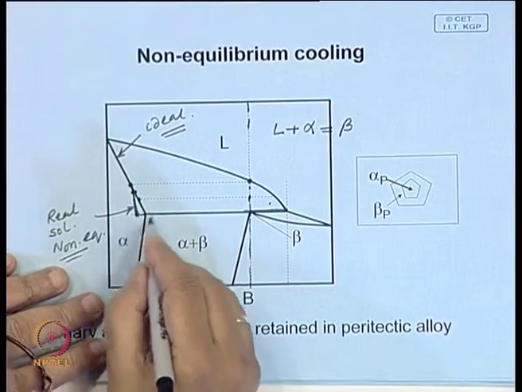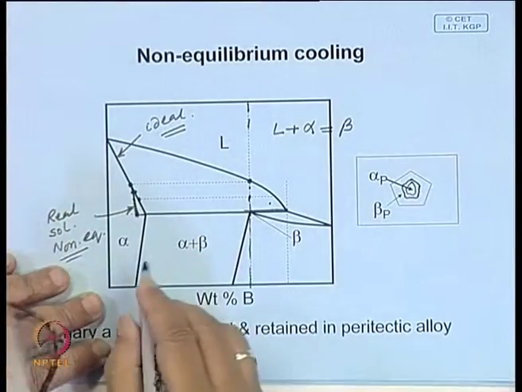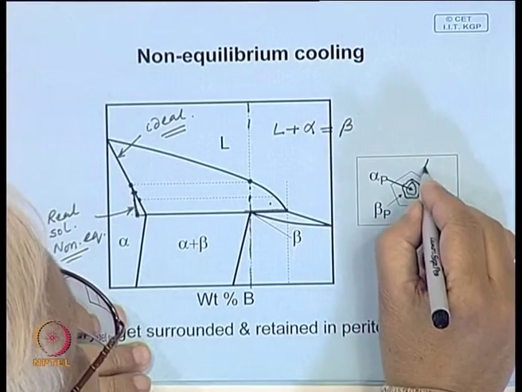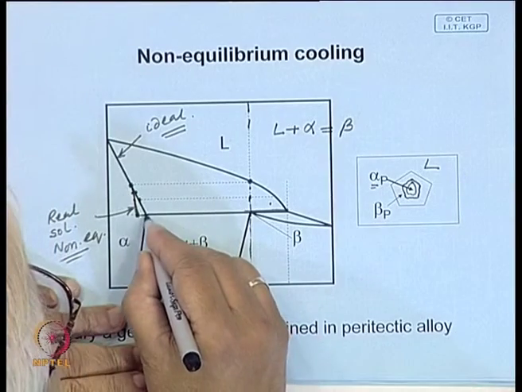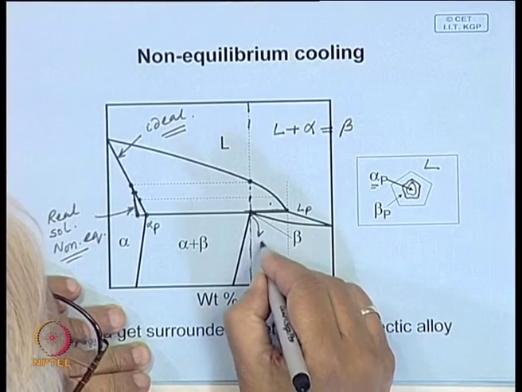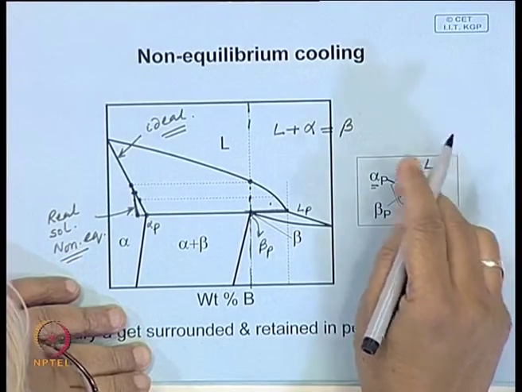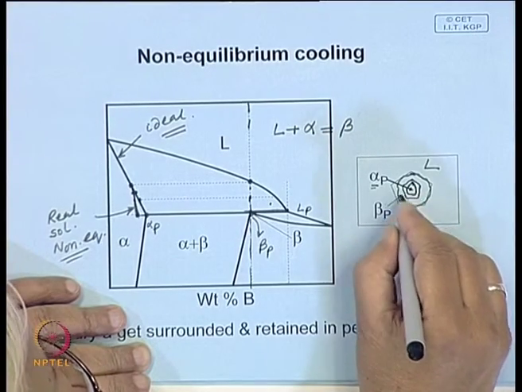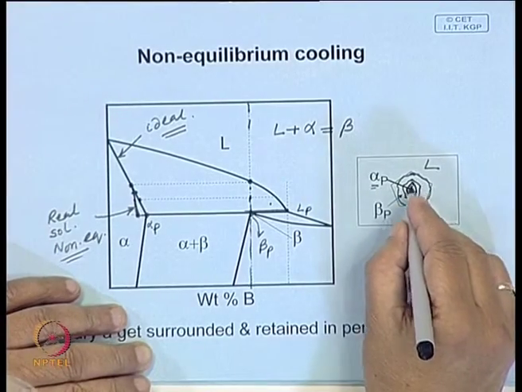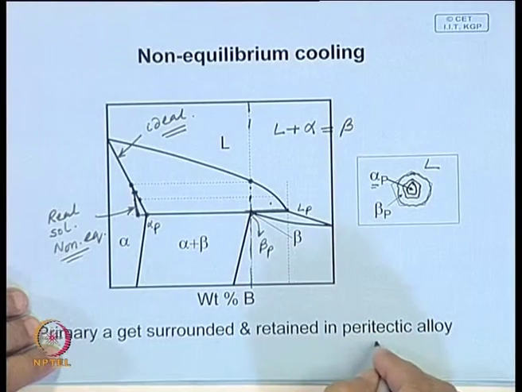So, here what is happening, there is coring, no doubt. That means the primary alpha which has formed has a cored structure. Now, when the peritectic reaction takes place, the surrounding liquid reacts with alpha at the peritectic composition, alpha p, this is the liquid peritectic composition, and this will give you beta of that peritectic composition, and this beta will form surrounding this. So, it gets encased. Now, if this alpha has to react with the liquid, it becomes quite difficult because it is not in contact with the liquid. So, what is likely to happen? Some amount of primary alpha will get surrounded and retained even in this peritectic alloy.